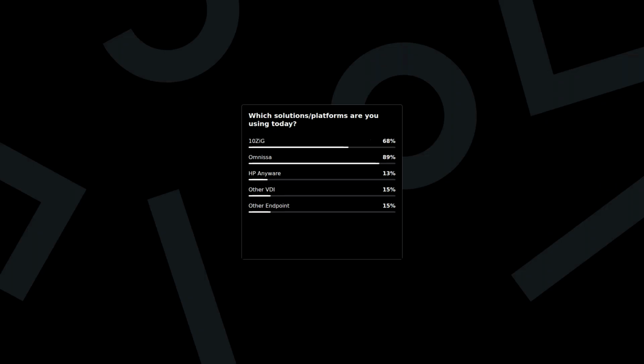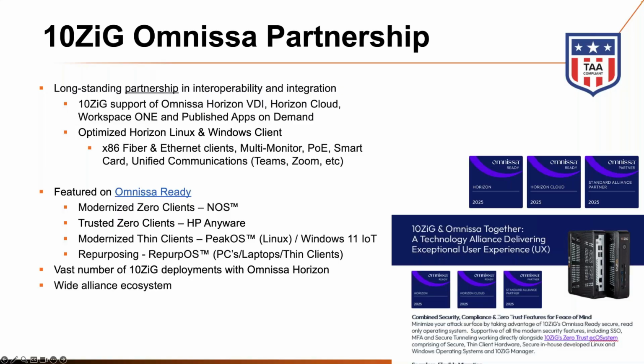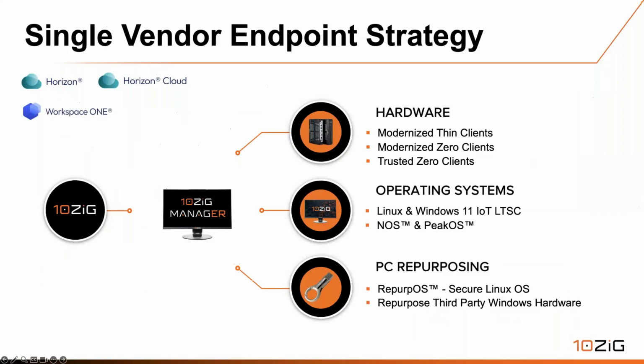So we've got 68% on Tenzig, 89% on Omnissa, 13% on HP Anywhere, and then 15% split between other VDI and other endpoints. So really good, nice mixture there, and thanks again for participating. It's like playing a game show, isn't it?